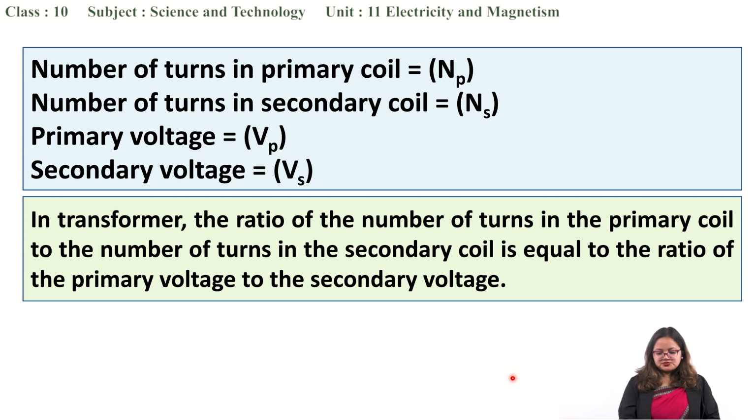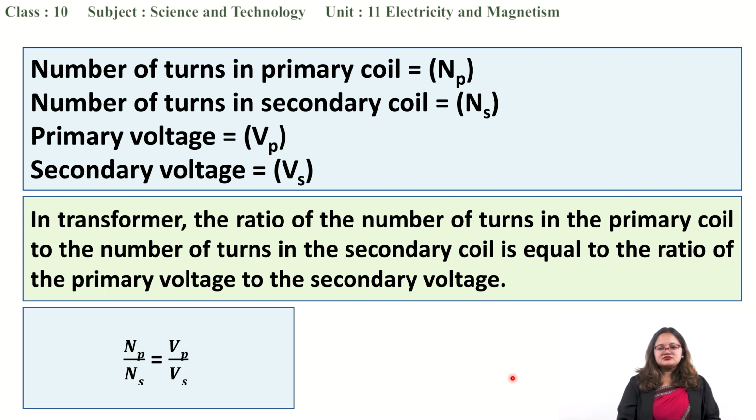Let's look at this expression mathematically. It says NP by NS equals VP by VS. We can see a kind of direct proportionality with the turns and the voltage, right? So, we will again study further about the effects of this number of turns on either side.